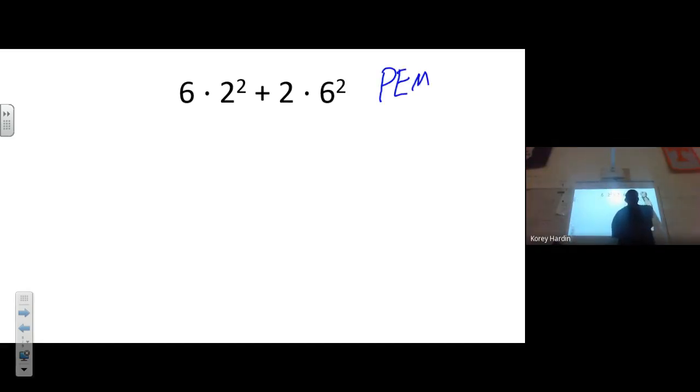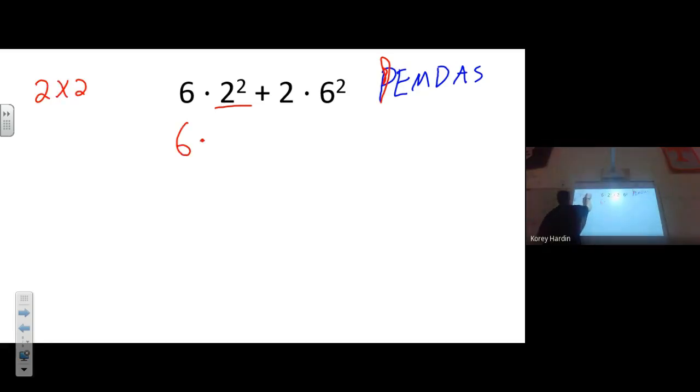PEMDAS. I do recommend writing this over here just because it kind of helps go through it, okay? So PEMDAS, parentheses, no parentheses. Nope. Exponents. Won't you look at that? I've got 2 exponents. The first one I'm going to do is 2 to the second power. 2 to the second power is 2 times 2. 2 times 2 is 4.